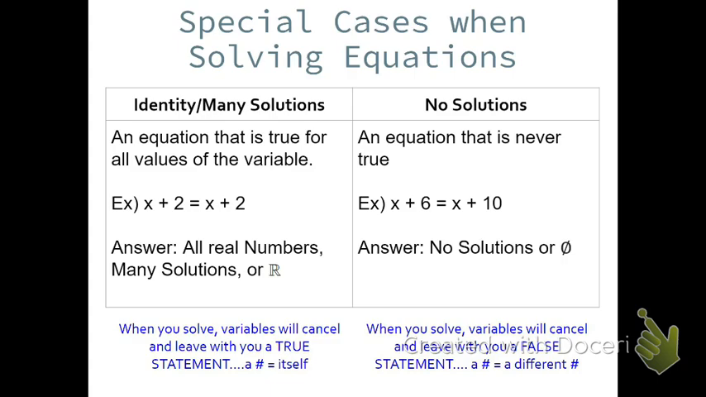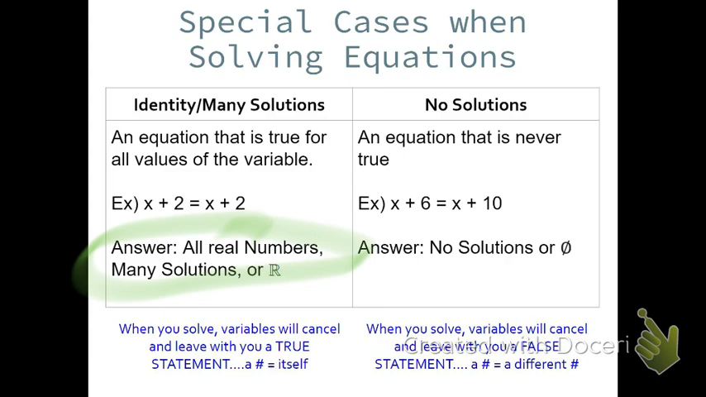And you will write one of the following: either all real numbers, infinitely many solutions, or this symbol that looks kind of like a double R. And what that means is every number that you plug in for the variable will give you a true statement.